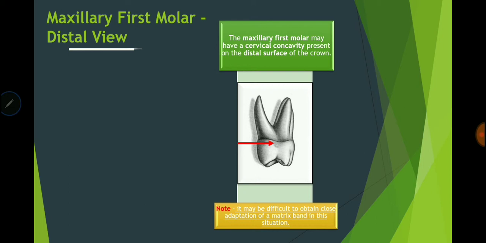The maxillary first molar, the distal view, we also mentioned that this tooth has a cervical concavity which is present on the distal surface of the crown. So maxillary first premolar has a mesial crown concavity. The maxillary first molar has a distal crown concavity. And also it may be very difficult to obtain close adaptation of the matrix band in this situation. Therefore you can create an overhang in this area too.